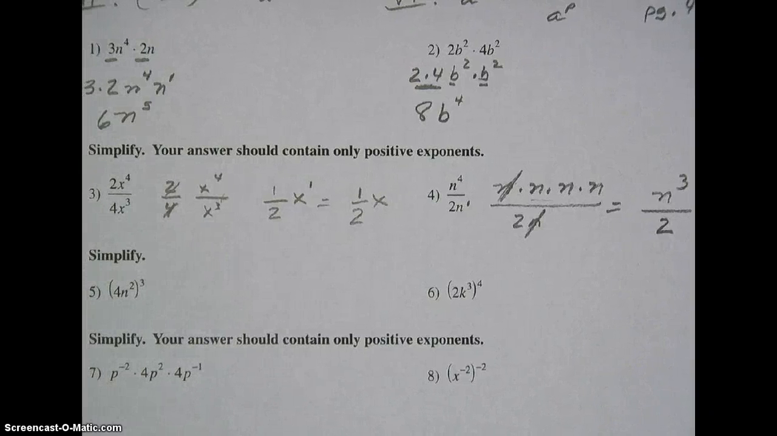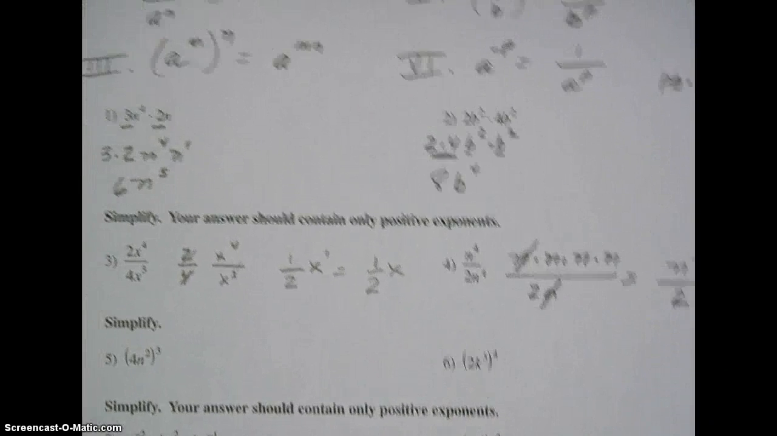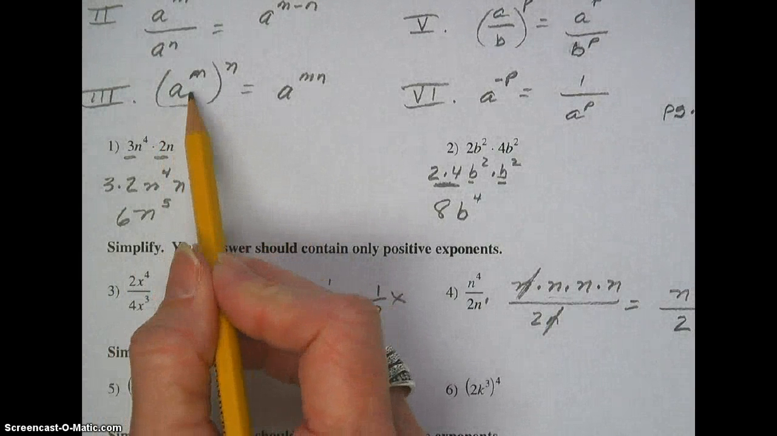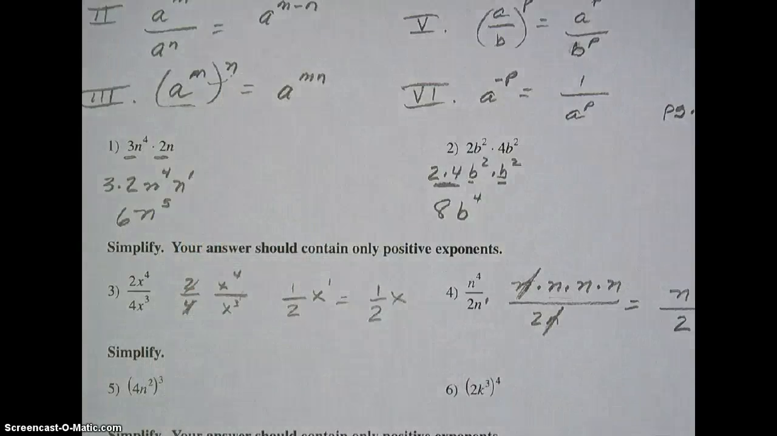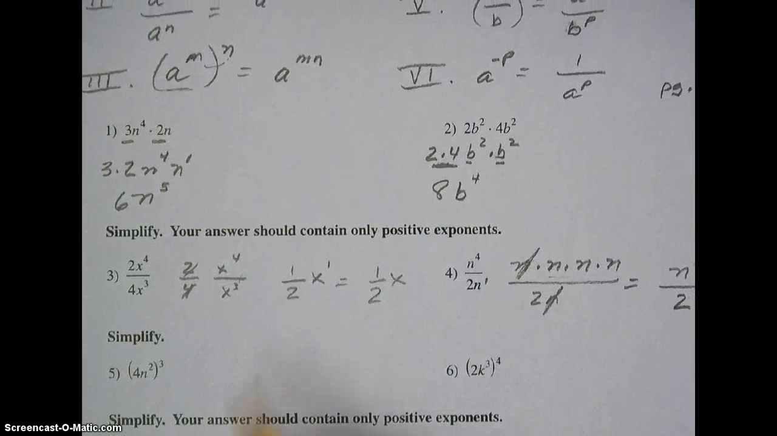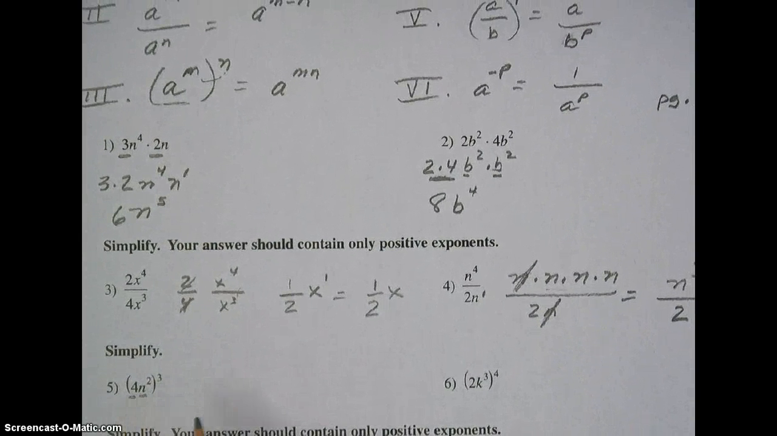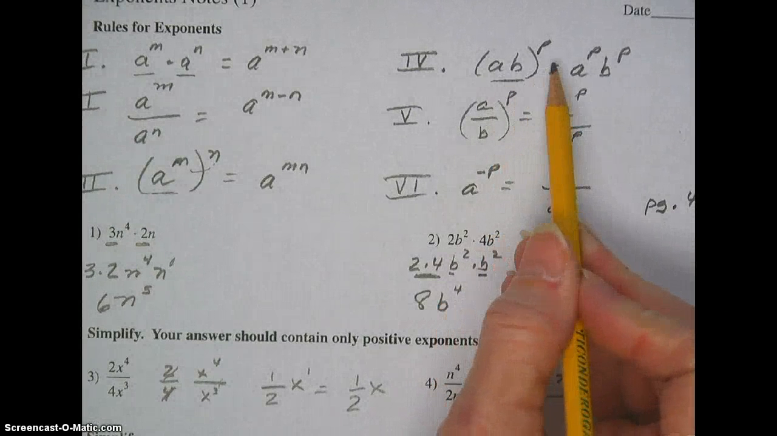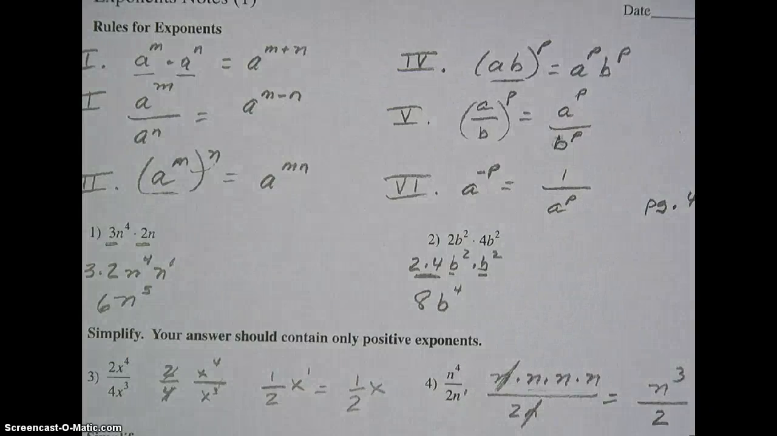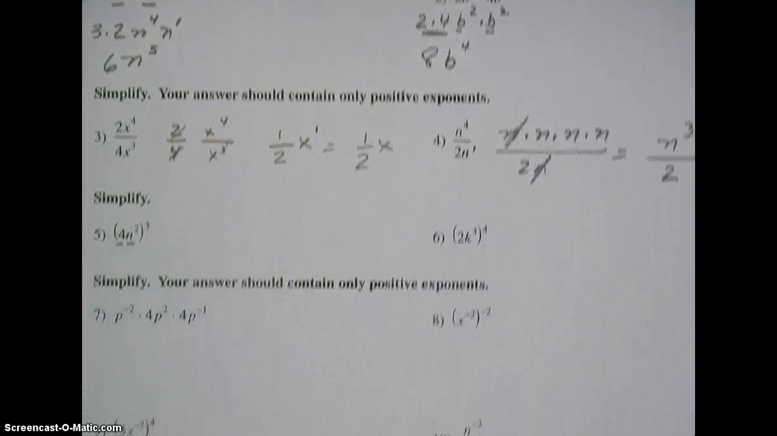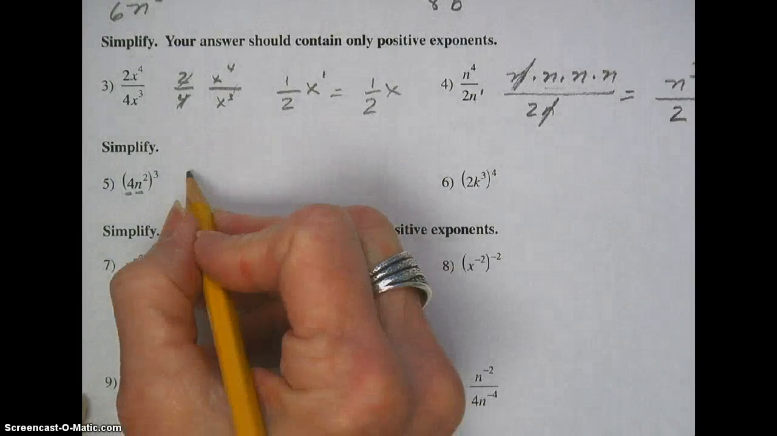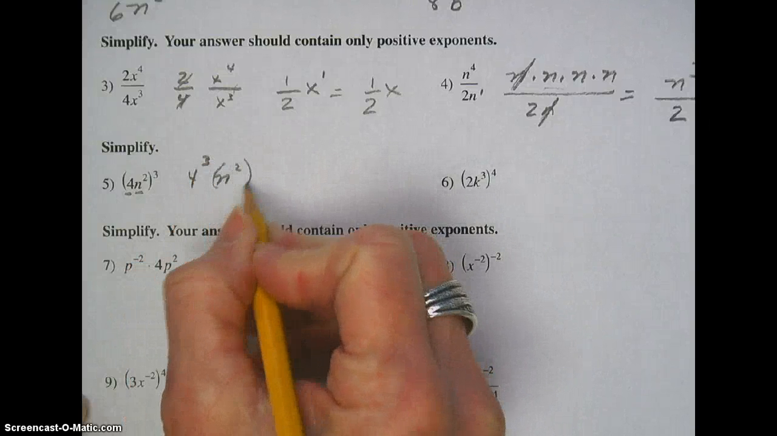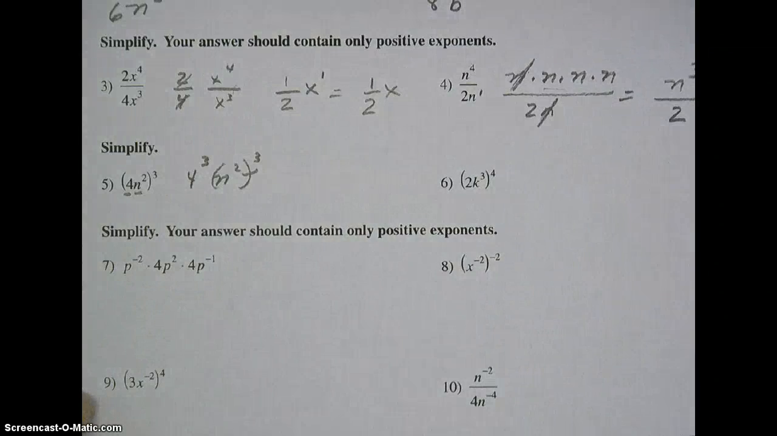5 and 6 are powers to powers, so this should look like rule 3 to you. If we have something raised to a power, we multiply these powers. But wait, if we have 2 things raised to a power, it should look like rule 5. 2 things raised to a power, take each one of those to that power. So in number 5, we would take 4 cubed, and squared cubed is a power to a power.